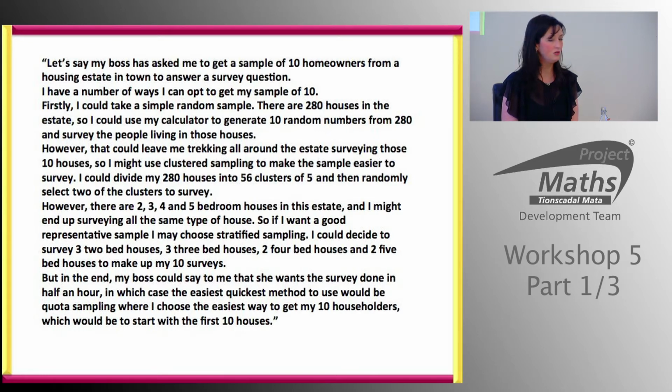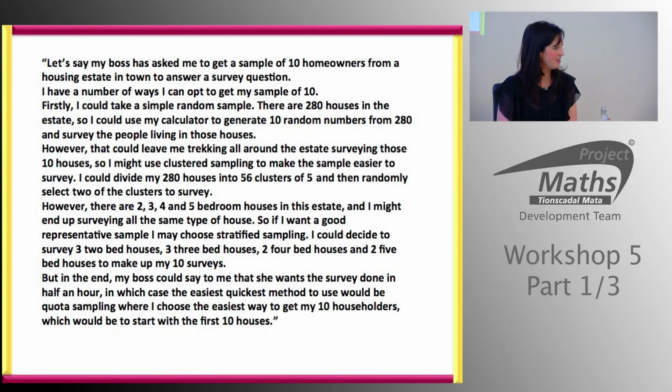Now I might think, well, hold on. I'm going to be traipsing all around the estate now, surveying those 10 random houses. So to make it easier for me to get my sample, I might decide, well, I'm going to cluster the estate instead into groups of 5. And what I'll do is I'll randomly select 2 groups. So at least that way I only have to go to 2 clusters and I won't be running around ragged all around the estate. Okay, so that's cluster sampling to make it easier to take the sample.